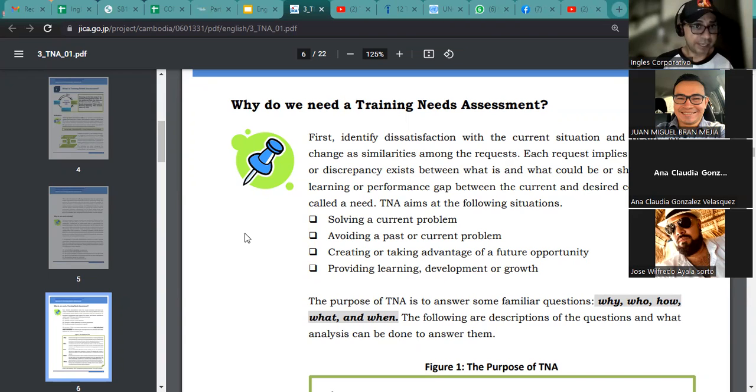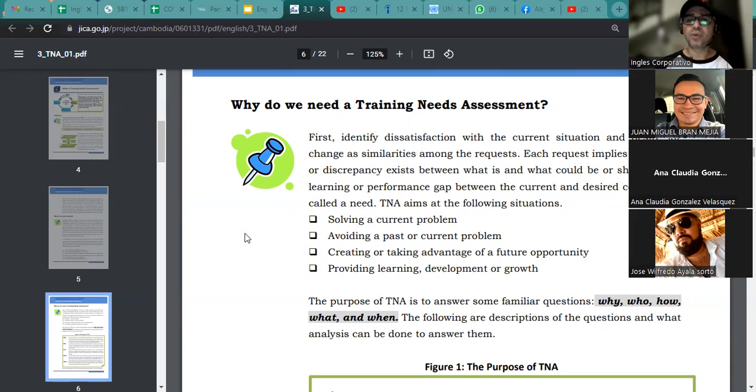But if we understand the objectives, if we work as a team, definitely that is going to be much better, right? Then we will say, oh, I know what I have to do and why I have to do this. Okay. And provided learning, development, or growth, definitely that is another thing that we do. And the last part is also very important.